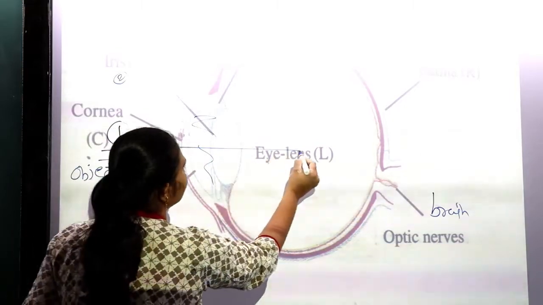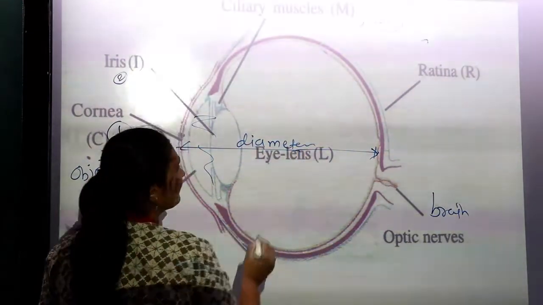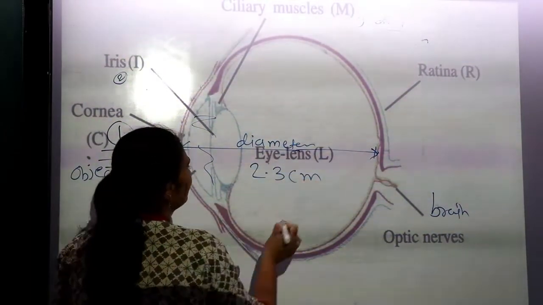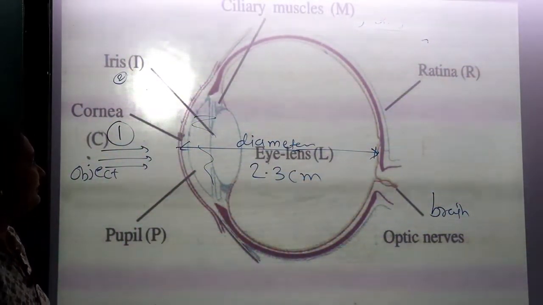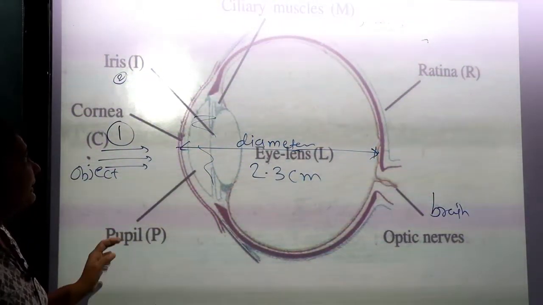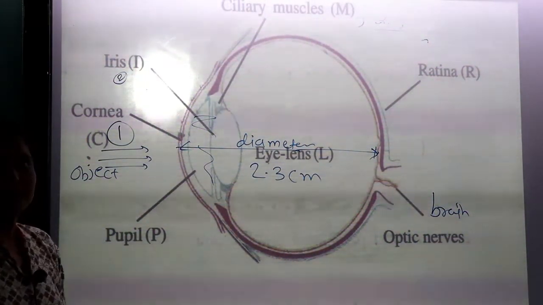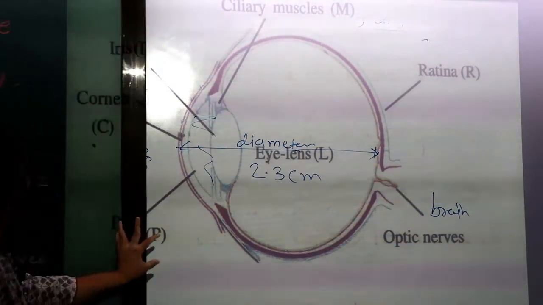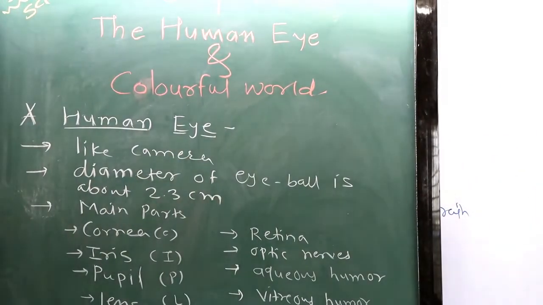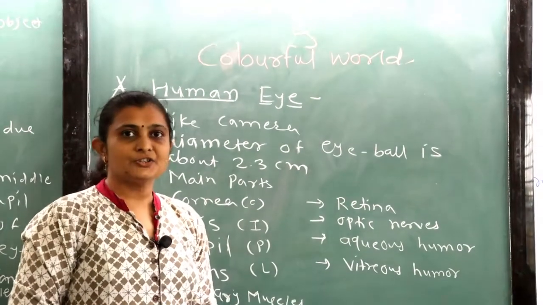The diameter of this eyeball is nearly about 2.3 centimeter. Correct? You have to draw this diagram also. Here we completed the topic human eye. Now the next topic is the power of accommodation of eye.